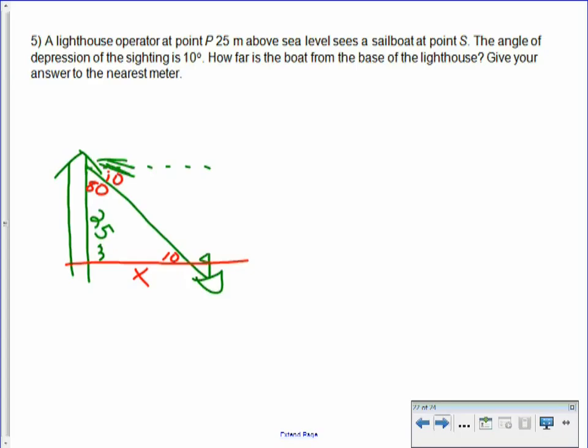I don't have the answers in front of me. But for this one, what did you do? I put in my calculator 25. That should be okay.